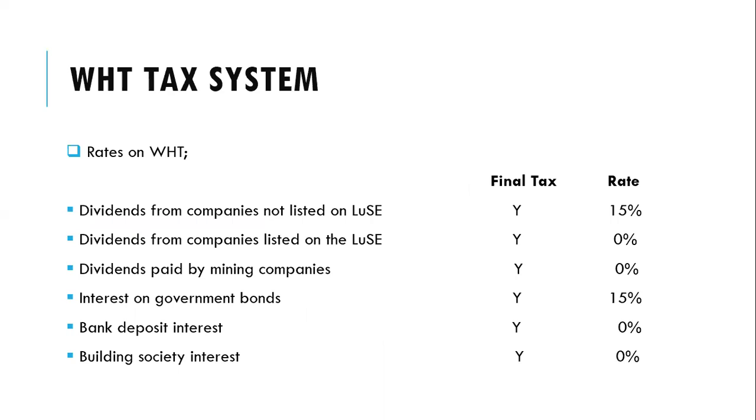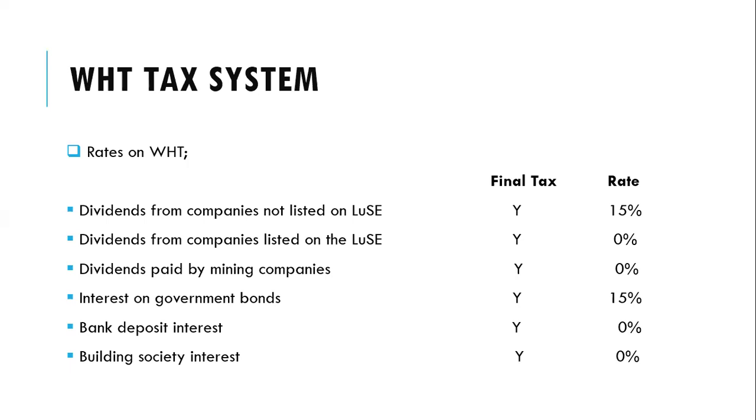So now the withholding tax system. These are the rates, so you need to make sure you know these. In the exam, you are usually asked this. For dividends from companies not listed on the Lusaka Stock Exchange, is it the final tax? Yes. What's the rate? 15%. Dividends from companies listed on the Lusaka Stock Exchange, is it the final tax? Yes. What's the rate? 0.